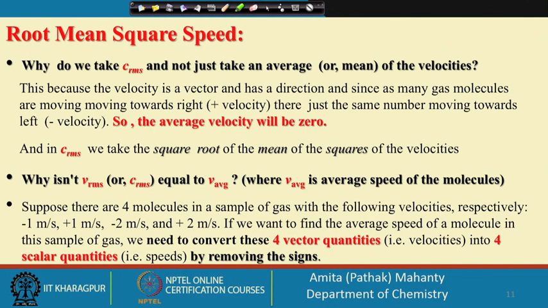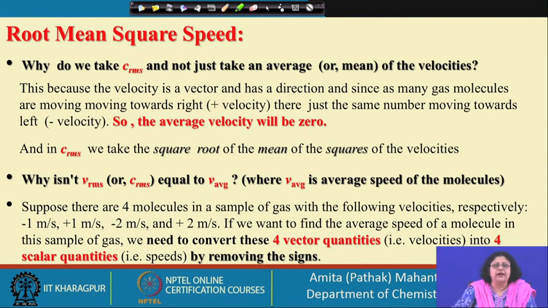So, even if you take the mean, what happens? It adds up to 0, because minus velocities and plus velocities will eventually give you a total average of 0. So, that is the reason we do not take the mean velocities, but we go for the root mean square velocity, and the name itself suggests what it is. It is the square root of the mean of the squares of the velocities.